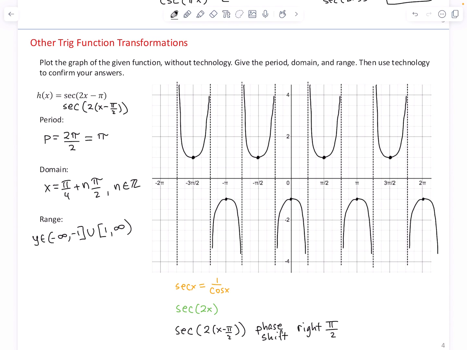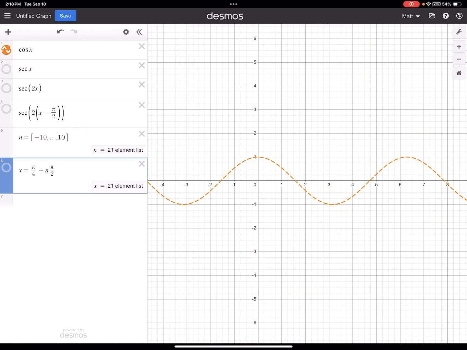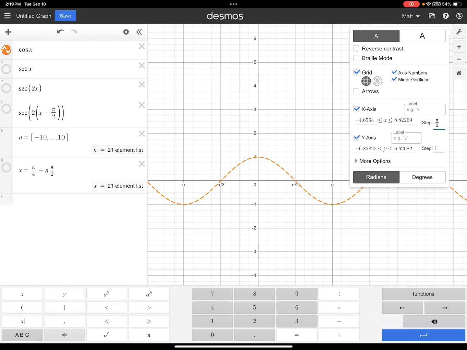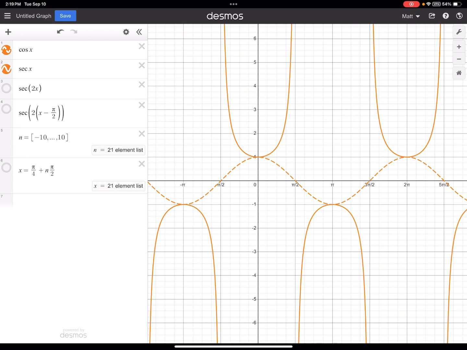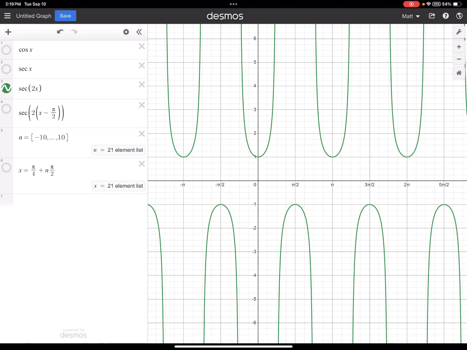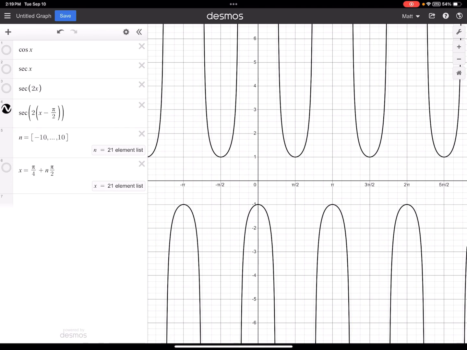Okay, let's confirm this one with technology. Here's a graph of the cosine. Let's change our horizontal scale back to terms, I'll say pi halves. Here's the secant graph. All of its asymptotes will be where the cosine wave is 0. Now we do the horizontal compression, the shift to the right pi halves, create a list of integers from -10 to 10, and then the equation for all the asymptotes.